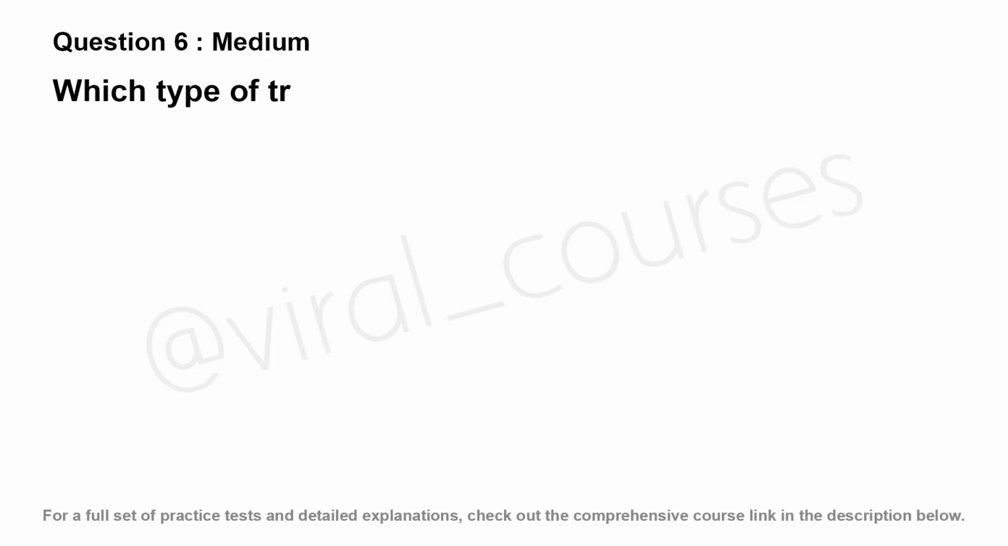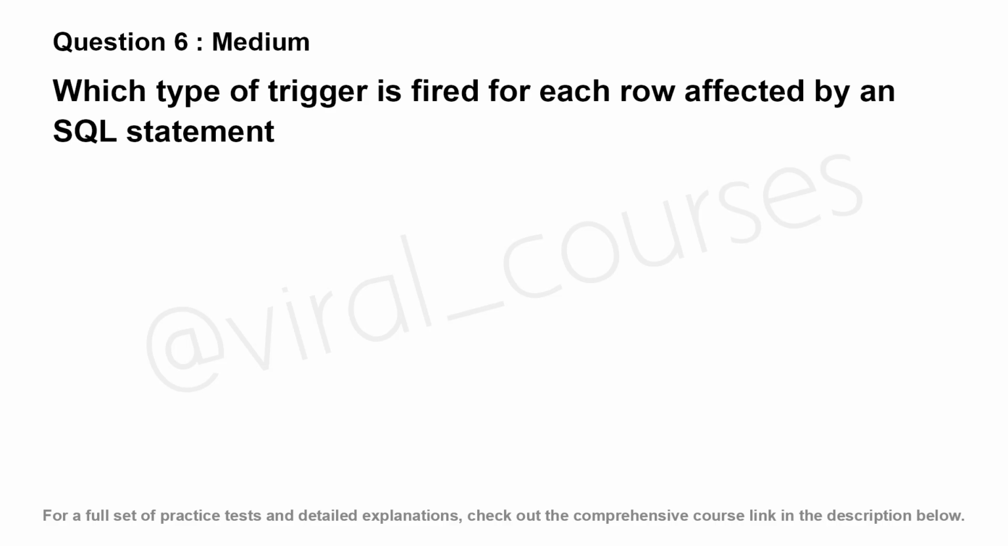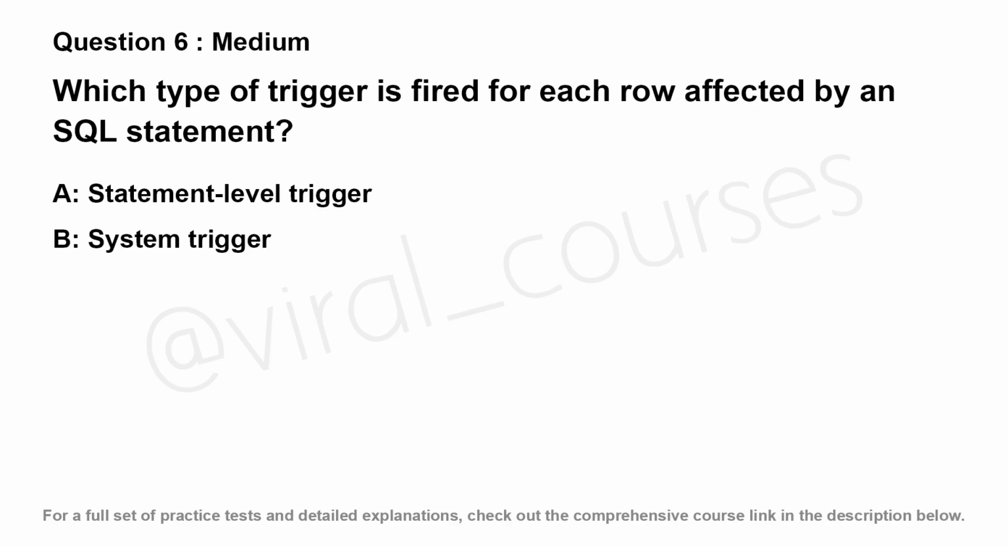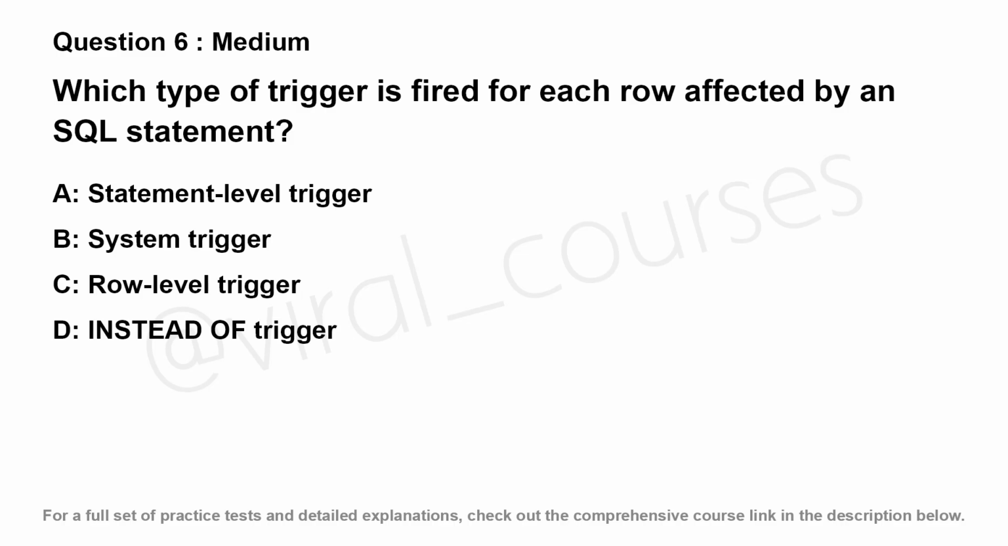Which type of trigger is fired for each row affected by an SQL statement? Option A. Statement level trigger. Option B. System trigger. Option C. Row level trigger. Option D. Instead of trigger.